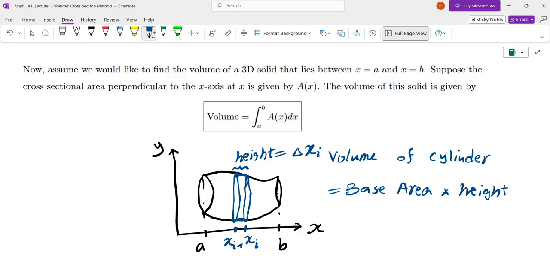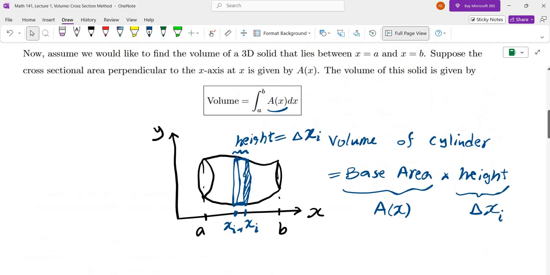And the area of the base would be just whatever the formula is for the area of the base here. This looks like a circle, so it would be pi r squared, but it depends on where we are. And it depends on what the cross sections are. So let's assume that A of x is the area of each cross section. Then we can take A of x multiplied by height, which is delta xi, take the sum and allow delta xi to go to 0. So that eventually gives us that the volume is the integral from a to b of the cross-sectional area dx.